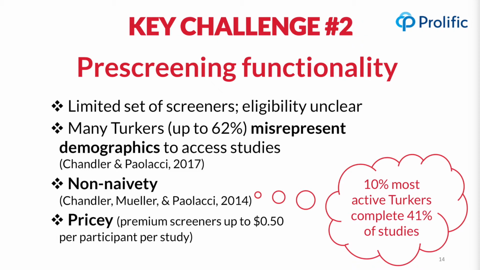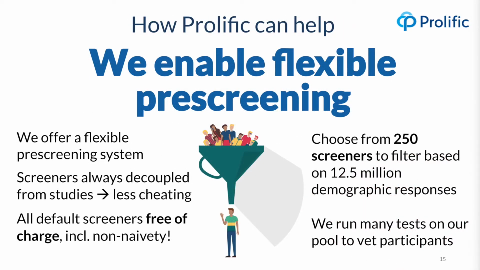And then you'd be surprised, but mTurk gets really pricey. I'm just giving it as one example of an online platform. They charge you up to 50 cents per participant per study, and you can calculate pretty quickly that that starts adding up. On Prolific, we allow for flexible pre-screening. Like I mentioned, screeners are always decoupled from studies, so there's less cheating. All our default screeners, which is about 250, are free of charge. You can just use them.